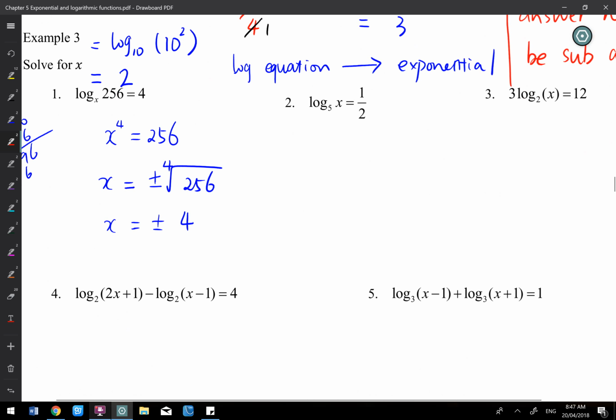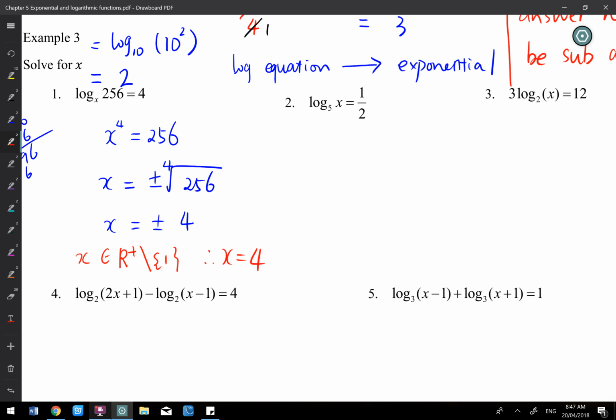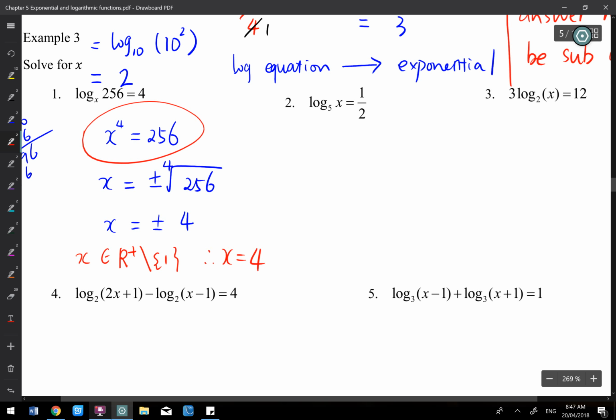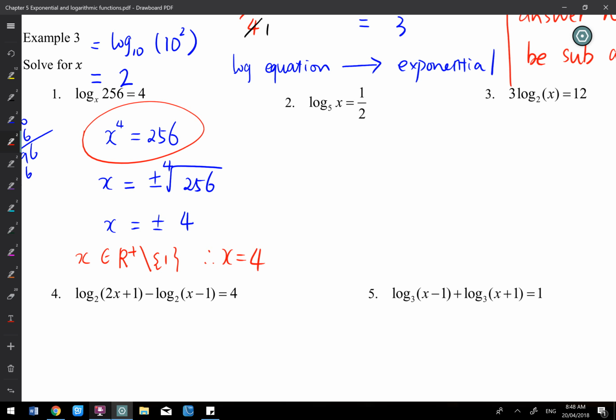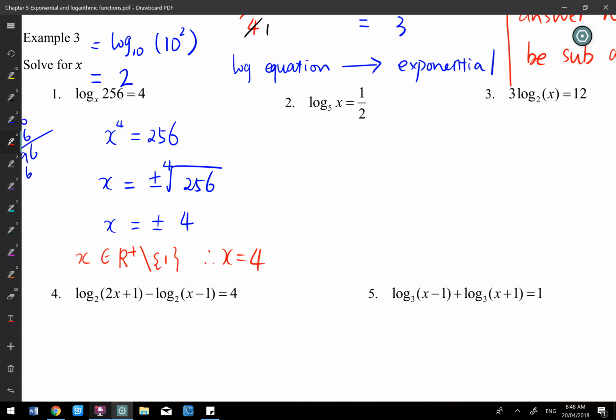So x can only be, well, what does x belong to? x belongs to R plus except 1, right? That's the base for the log. So x can only be positive 4. You can't have negative. Well, if you just look at this, yes, your x can be negative 4. Negative 4 to the power 4 will give you 256, but it does not satisfy the original equation. So that's what I mean by you need to check and then decide to accept or reject your answer.